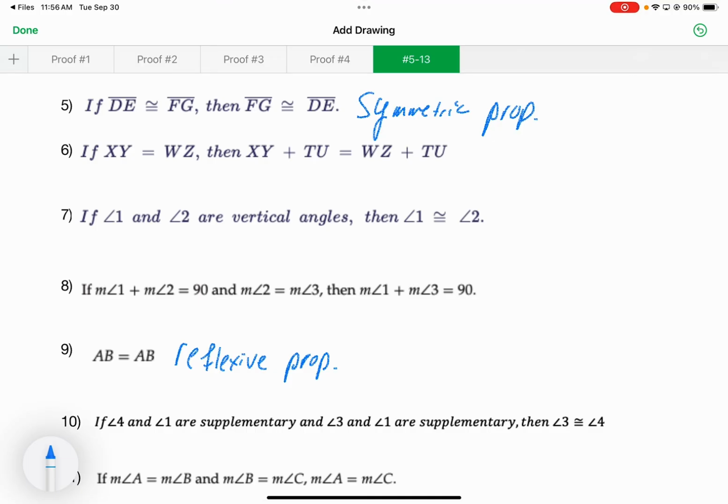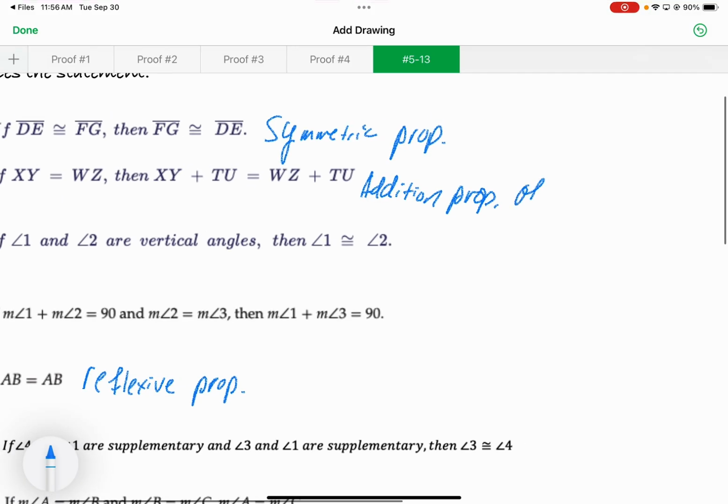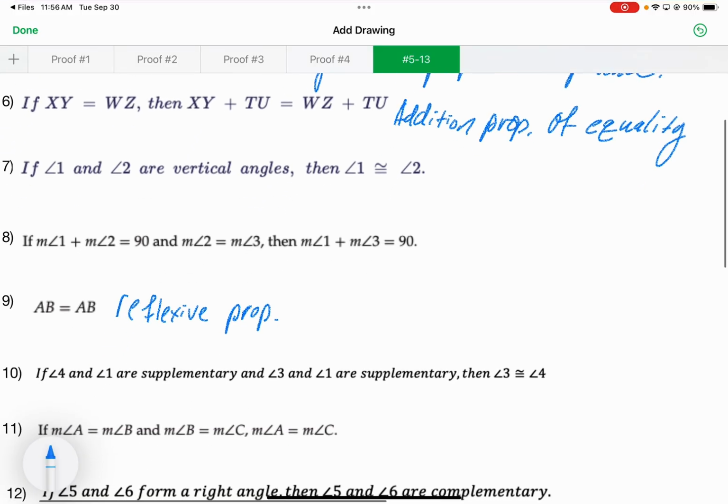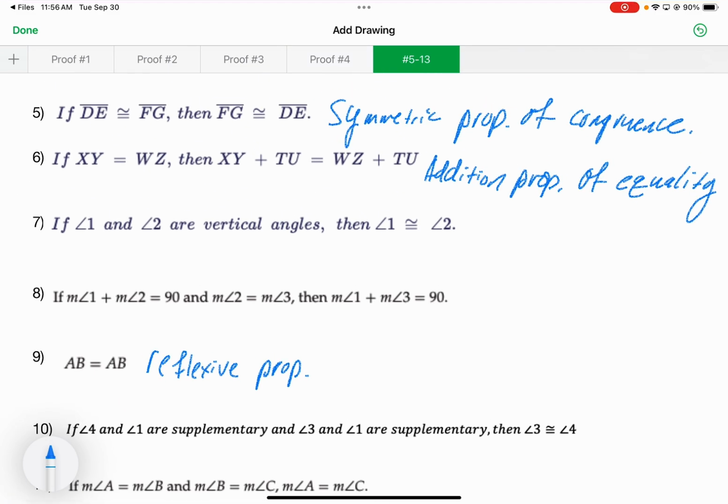What about number 6? If xy is equal to wz, then xy plus tu equals wz plus tu. Addition property. Yeah, it is, Mallory. Addition property. I should say of equality. And for the last one, I should say of congruence. But I haven't really been a stickler on that. If it's an equal sign, it's equality. If it's a congruent sign, then it is congruence.